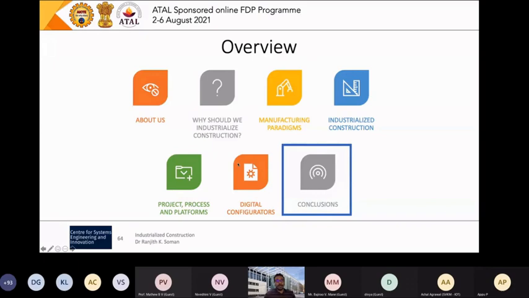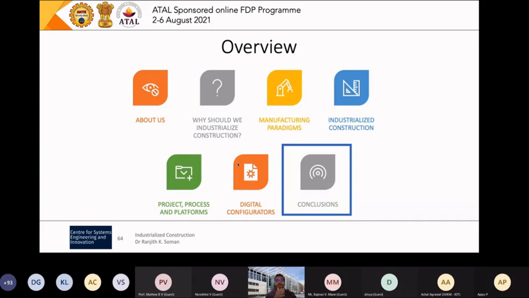So in today's lecture, we looked at why we should industrialize construction, manufacturing paradigms, and how traditional construction and manufacturing evolved together. We looked at what industrialized construction is, what project and process platforms are, how they should work together, and how digital configurators can help.